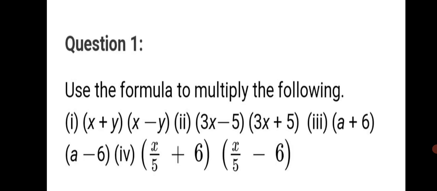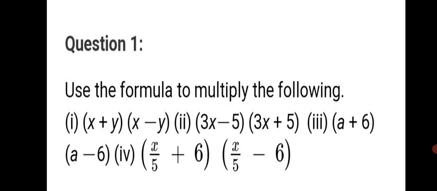Question number 1. Use the formula to multiply the following. Now you will see all the questions appear in the form a plus b in one bracket and a minus b in the other bracket, where a is substituted by x in the first sum and b stands for y. In the second question you can see 3x minus 5, 3x plus 5, meaning a is 3x and b is 5. So we can easily use the formula (a + b)(a − b) is equal to a square minus b square. So let's start with the first sub-question of question number 1.